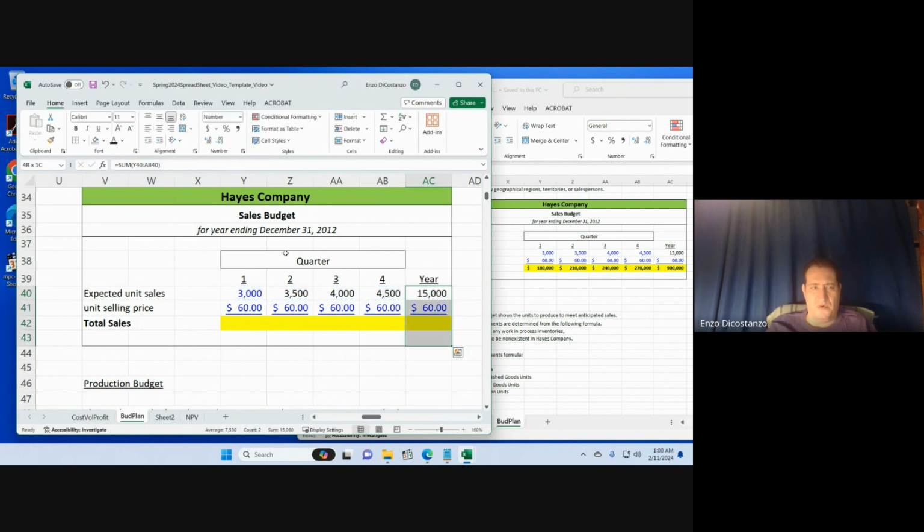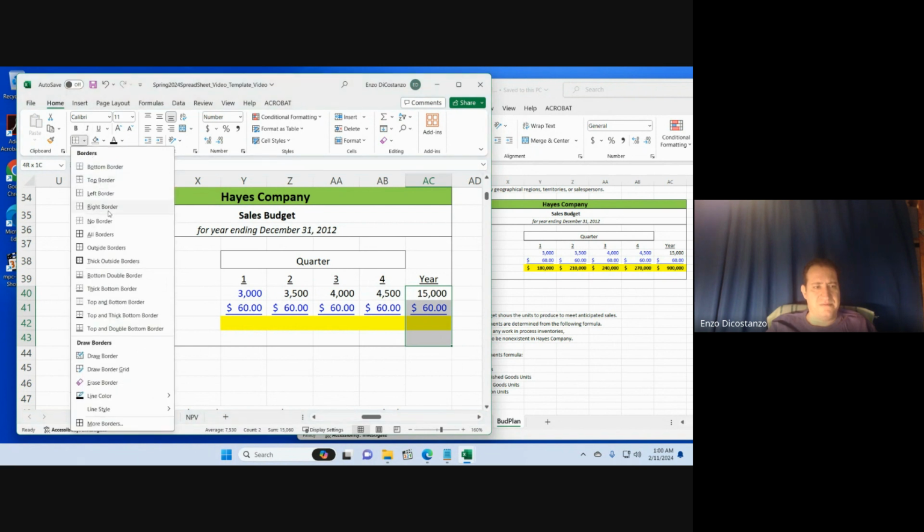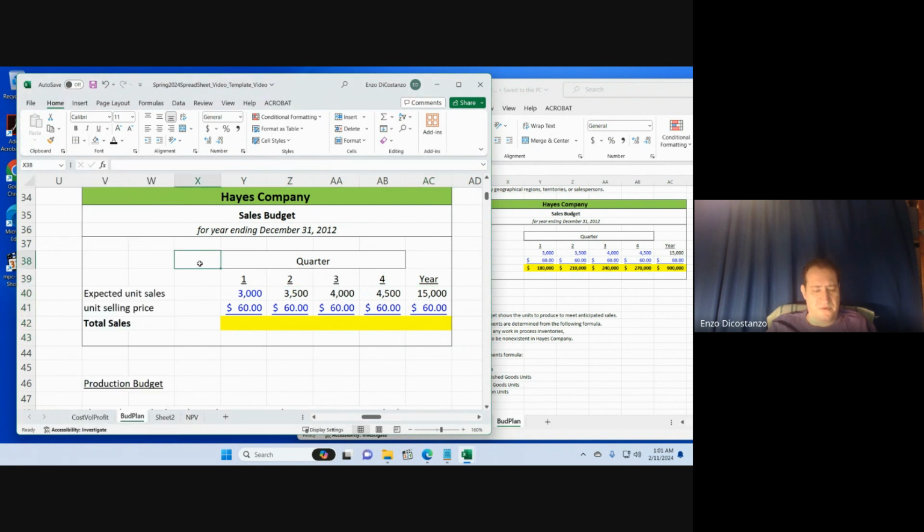And if you lost a border somewhere, you can always fix it. Then save your work. Now for the first budget that we looked at, the price for each of these mixers is $60, not challenging there. And then we're going to figure out what we think we're going to sell every quarter.